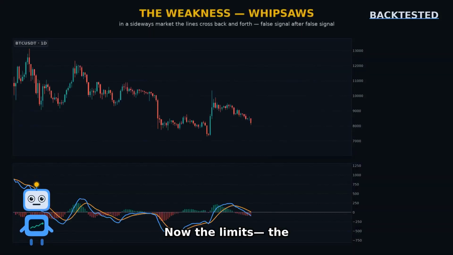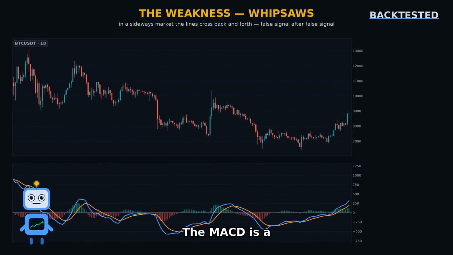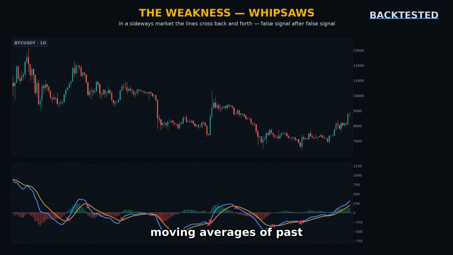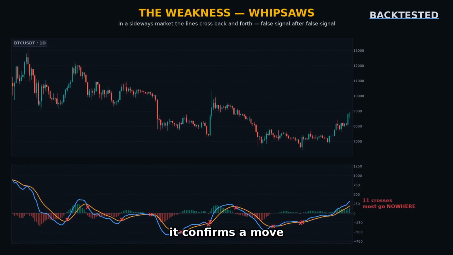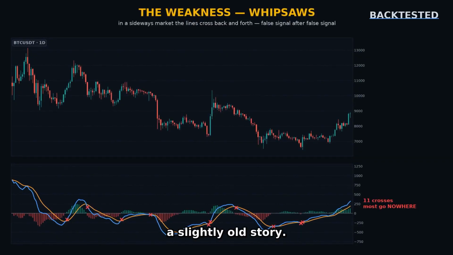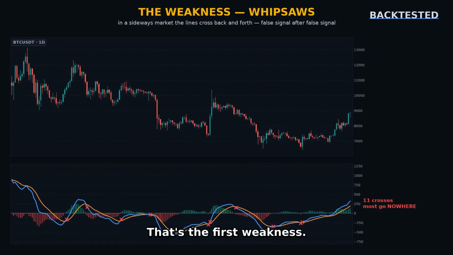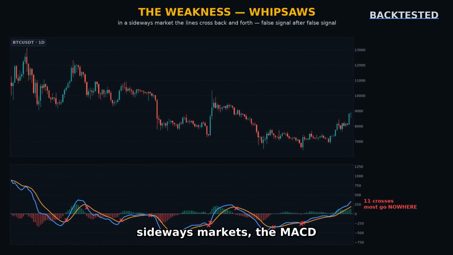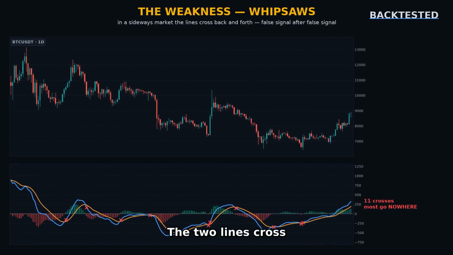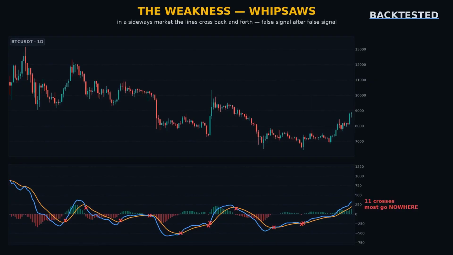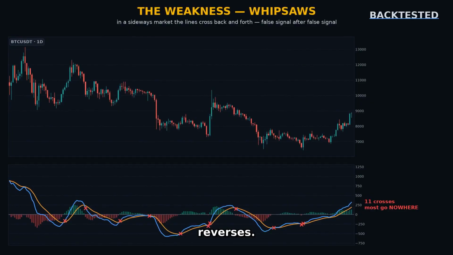Now the limits, the part most videos skip. The MACD is a lagging indicator. It's built entirely from moving averages of past prices, so by construction, it confirms a move after it's underway, never before. You are always reading a slightly old story. That's the first weakness. The second is worse in practice. In choppy sideways markets, the MACD whipsaws. The two lines cross back and forth, over and over, firing a false signal, then the opposite false signal, then another, each one tempting you into a trade that immediately reverses.